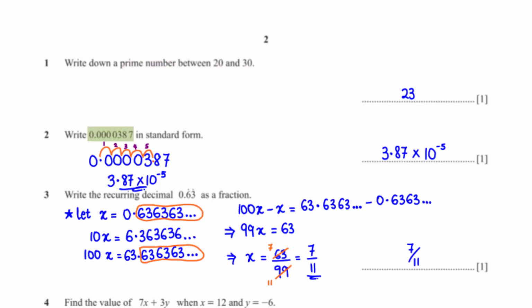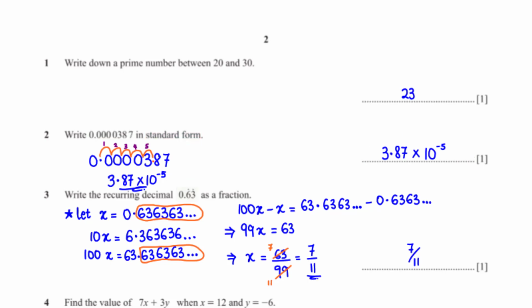Write 0.000387 in standard form. To be able to do this, we move the decimal point to a position after the first non-zero digit, which is 3. And so we get 3.87. Because we moved the decimal point 5 times, we have times 10 raised to the power negative 5. We have negative 5 because we moved the decimal point to the right. And so our final answer is 3.87 times 10 raised to the power negative 5.